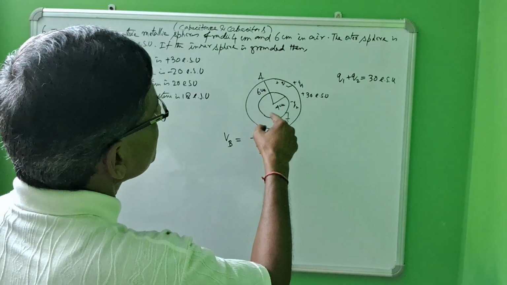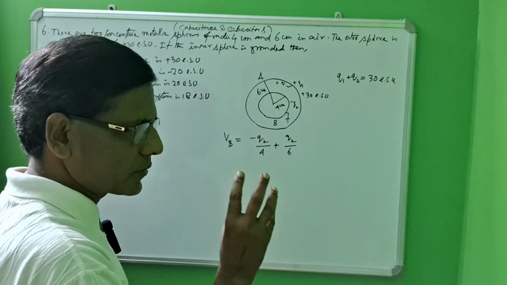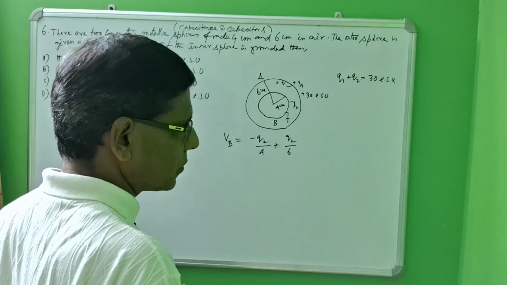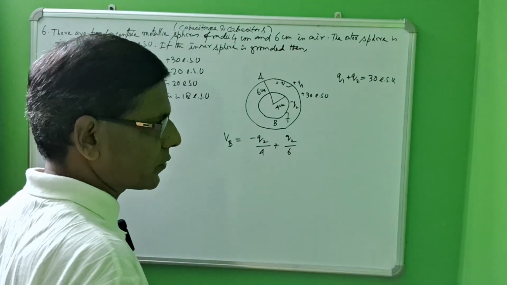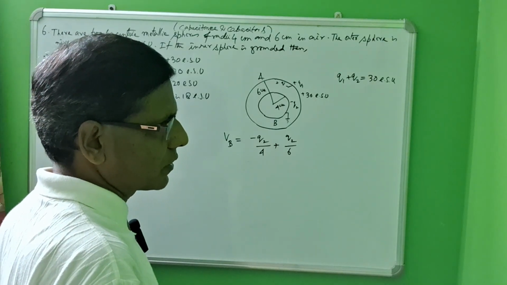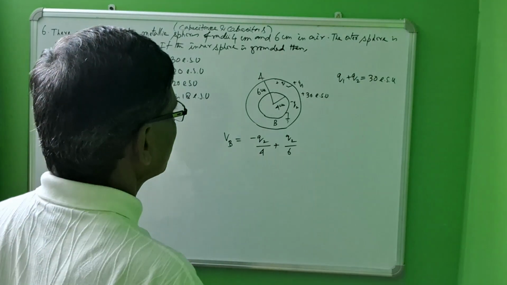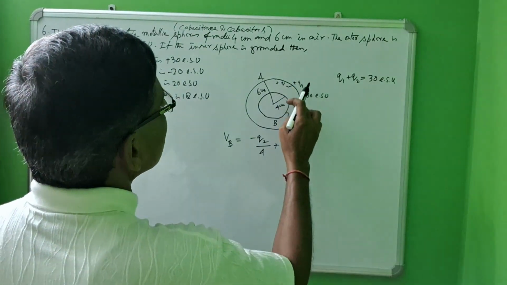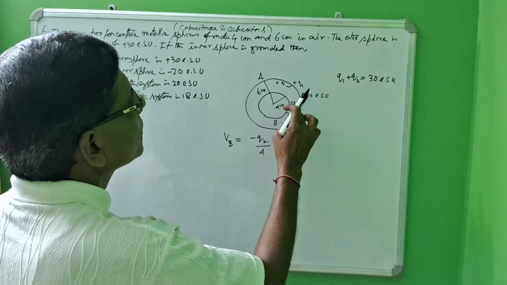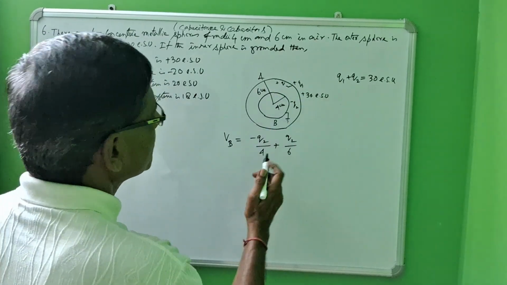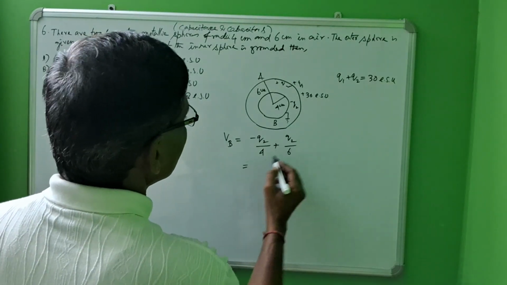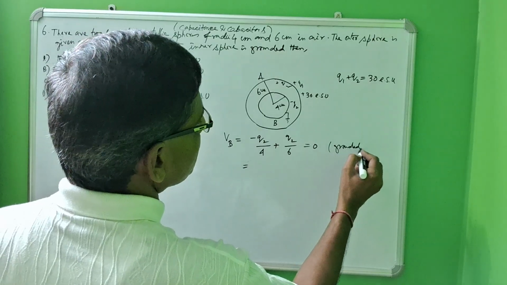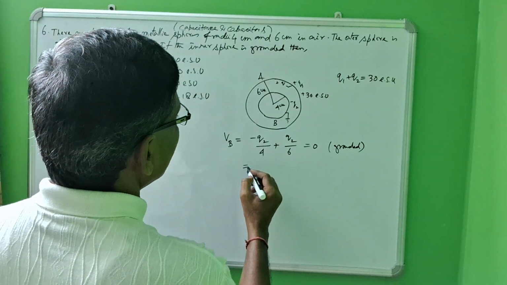For a spherical body, if the charge present is Q, then at the center point its voltage will be total Q upon the radius. And for this also Q2 upon, for this there is a Q2, so Q upon this. So we can write, but this is equal to 0 because it is grounded.